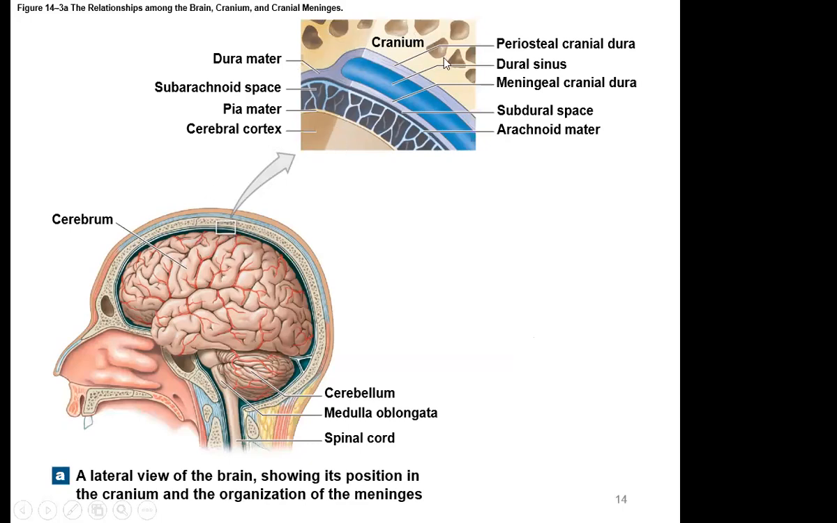So here's the bone. This is the top of your skull. You can see the periosteal layer of the dura, which is closest to the bone, and then you see the meningeal layer. In between the two is the dural sinus. After that, we drop down. We can actually see this arachnoid matter looking like a spider web. And then you can see the pia mater directly attached to the cerebral cortex. So PAD, pad the brain for the purposes of protection.